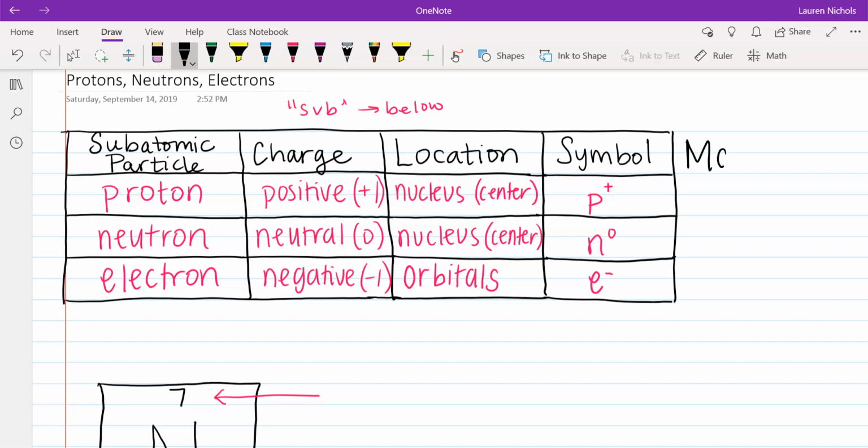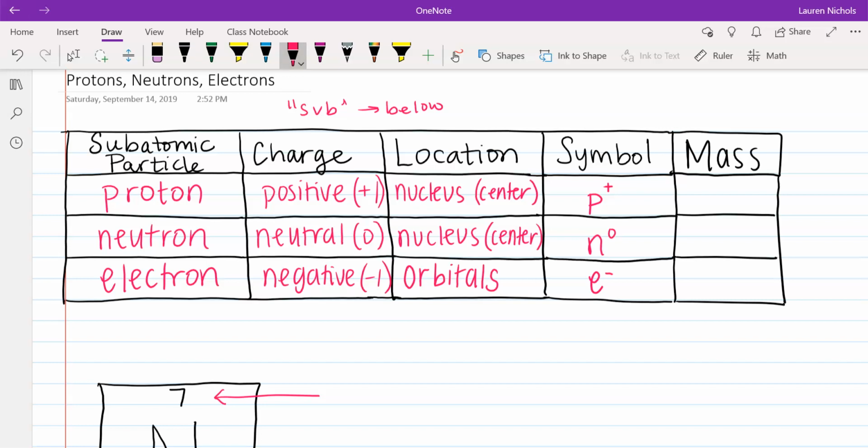One thing I forgot to put in my chart ahead of time is the mass, because all of their charges are relatively equal, or opposite, or 0, but the mass is very different. The mass of a proton is 1 AMU, and AMU stands for atomic mass unit. They essentially just said, okay, this is one proton, and we're going to compare the neutron to the proton and the electron to the proton.